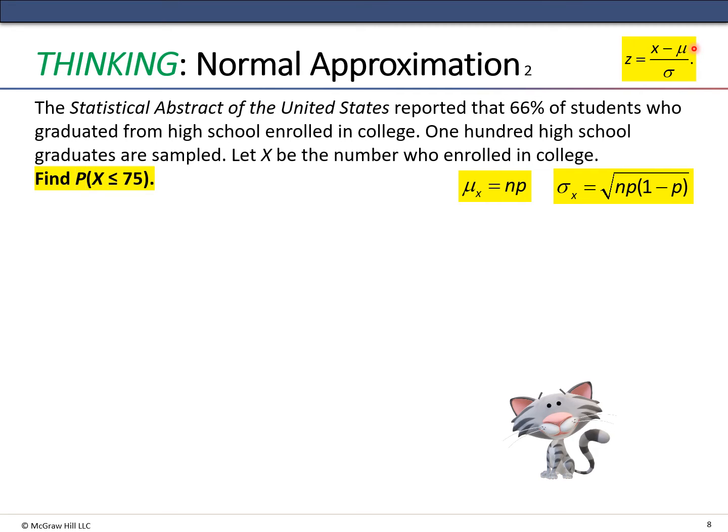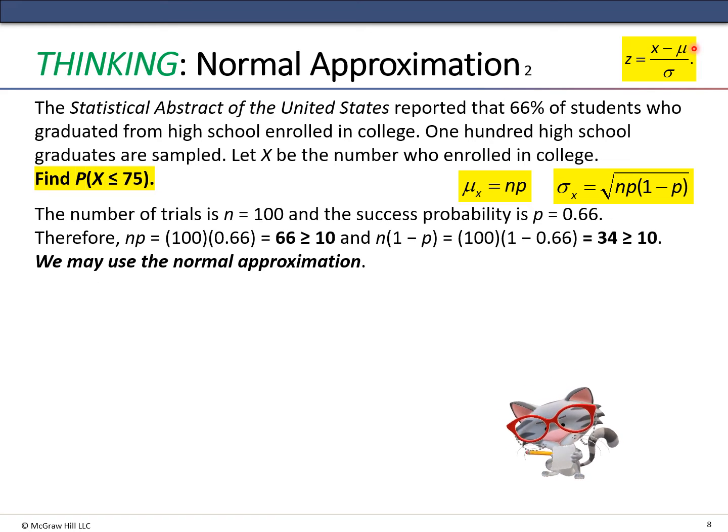Well, if we want to use the normal curve, we first have to test that it's possible. So again, our n is, how many are we doing? 100 high school students, so n equals 100. And our success probability is given in the problem too. 66% of students who graduate high school enroll in college, so that's our p. Now we can do both our calculations. np, we get 66, that checks out. n times 1 minus p gives us 34, that checks out. We can use the normal approximation.